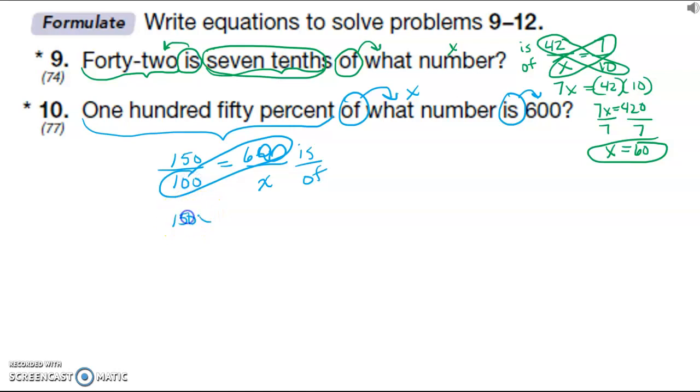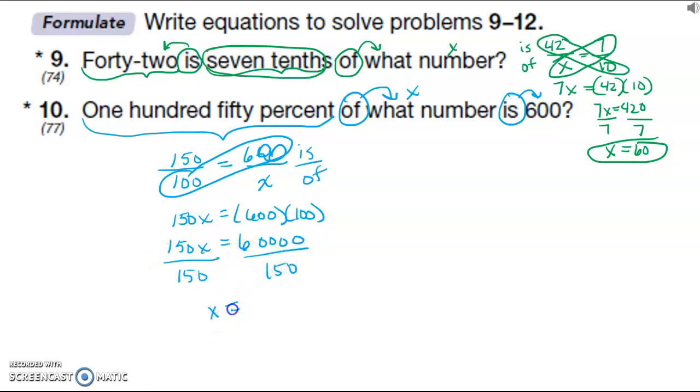I have 150x is equal to 600 times 100. 150x, okay, divided by 150. X is equal to... there we go.